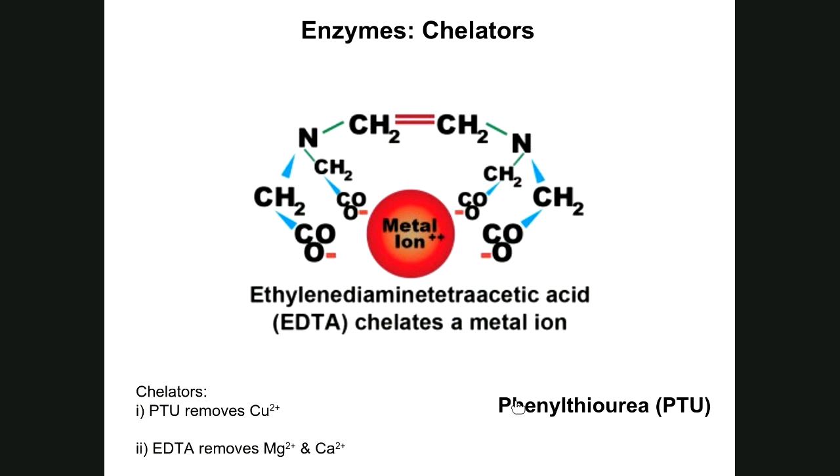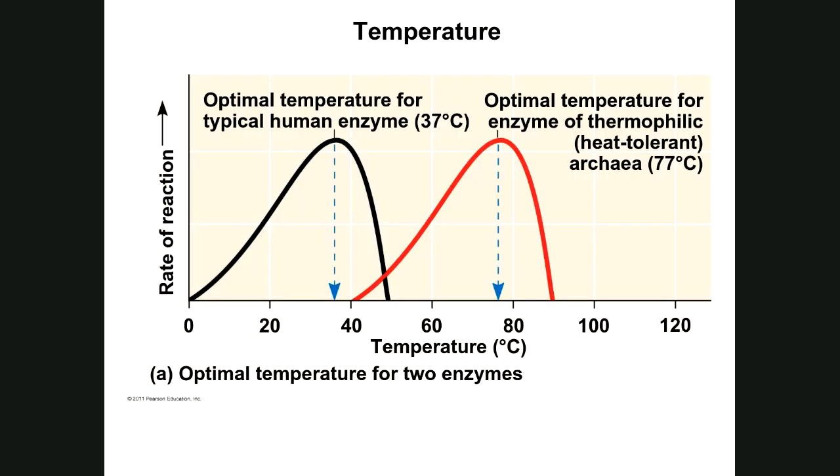So when you study cofactors, put it together with chelators. Cofactors help activate enzymes, thus activate enzyme activity. Chelators do the opposite. By removing cofactors, they end up inhibiting enzyme activity. Now, temperature.